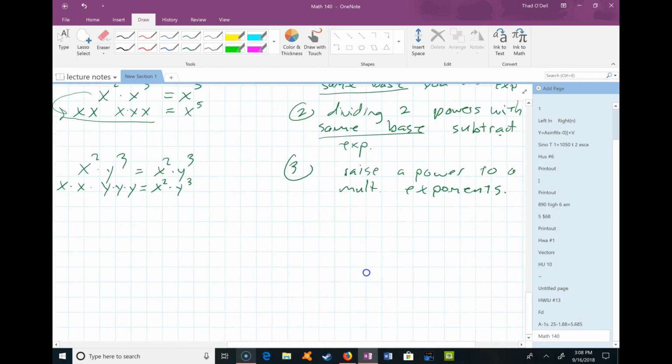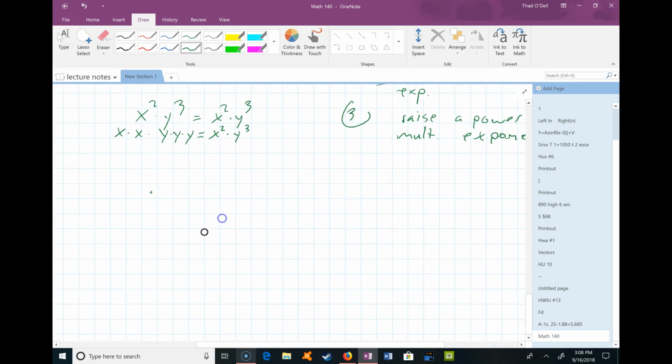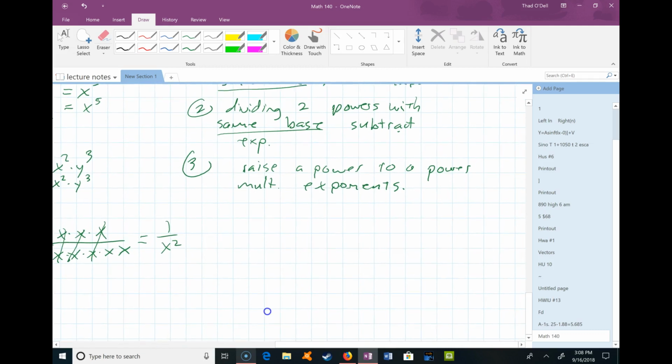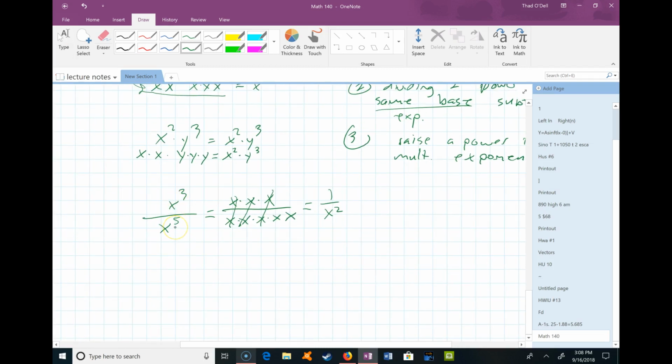Likewise with the second rule, dividing 2 powers with the same base, we end up subtracting. If you have x to the third on top and x to the fifth on the bottom, that's the same thing as x times x times x over x times x times x times x times x. Dividing an x by an x is the same thing as 1, so I can cancel those out, which leaves me with 1 over x squared. The rule says that if you divide 2 powers with the same base, you can just subtract the exponents. So this is 3 minus 5, which is x to the negative 2.